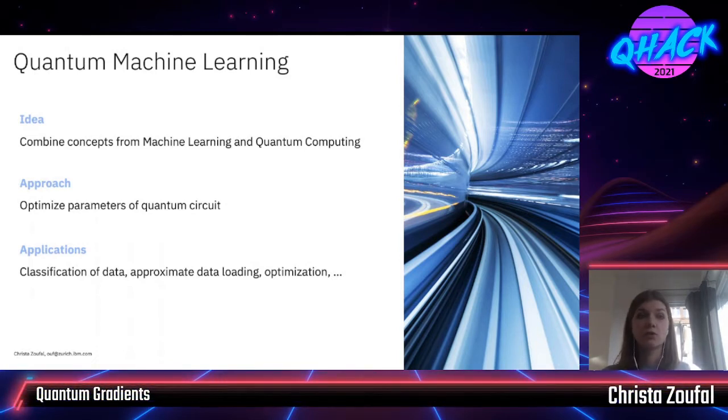This approach of quantum machine learning algorithms can already be used in a variety of applications. This ranges from classification of data to generative learning, to approximate data loading, so to approximately load classical data into a quantum state. We can also use it to implement some heuristics for optimization. And the list actually goes on and on.